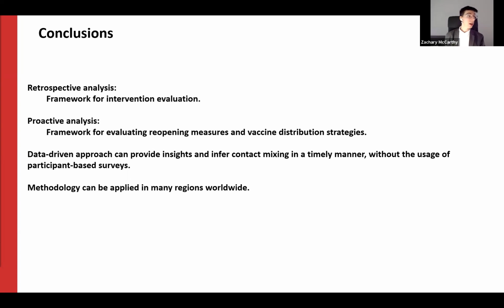Lastly, just to wrap up here, this is a data-driven approach, as the title suggests. We can provide insights into the contact mixing purely from surveillance data. And we can do this on the fly, close to real time. So that's a new component of this study that I'd really like to highlight. And in this light also, the method can be applied in many regions. The method we lay out really begins with alteration of contact mixing matrices adapted to a specific region. And these matrices and the case data, as well as demographic data to conduct the analysis, are largely available worldwide.